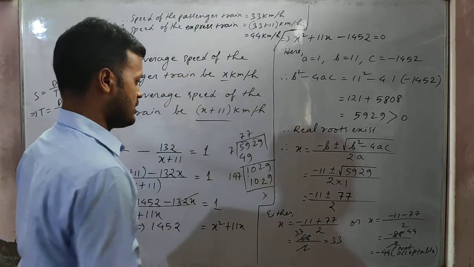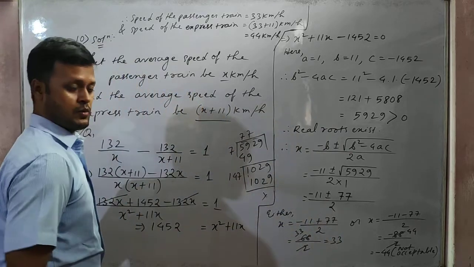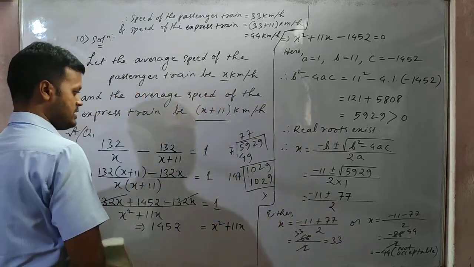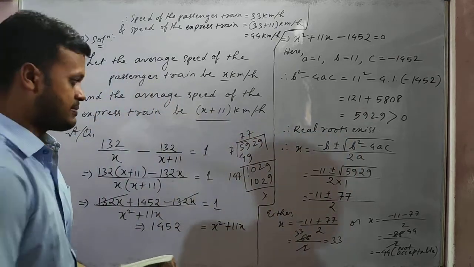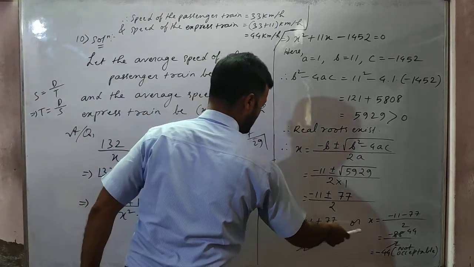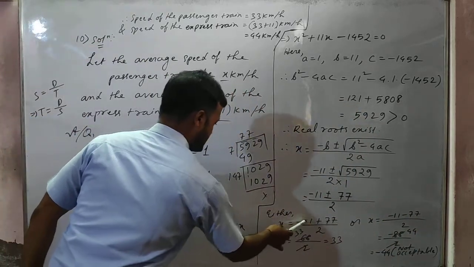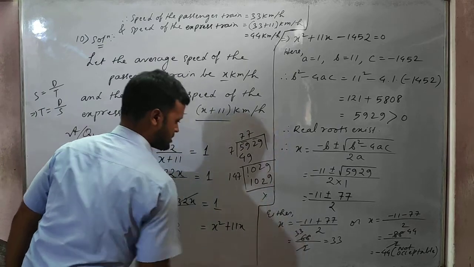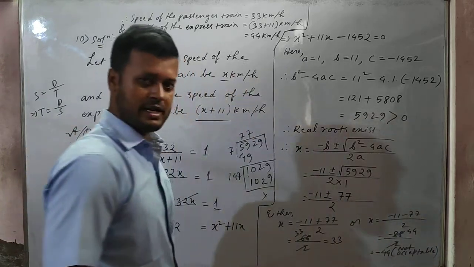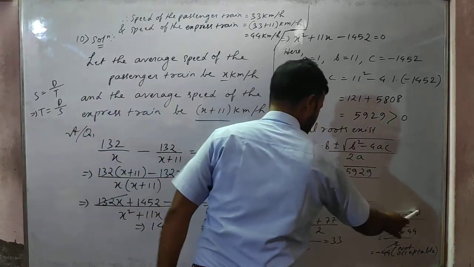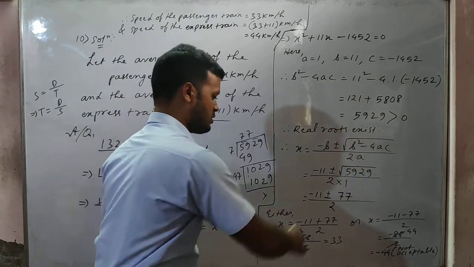So now once we will take plus and once we will take minus, because the plus minus sign is here, no? See here, plus minus sign is here. So minus 11 plus 77 by 2 and minus 11 minus 77 by 2. So 77 minus 11 is how much? 66. 66 by 2 is 33. And minus 11 minus 77, so 11 plus 77 will become 88. Minus 88 by 2, you cancel. Minus 44.